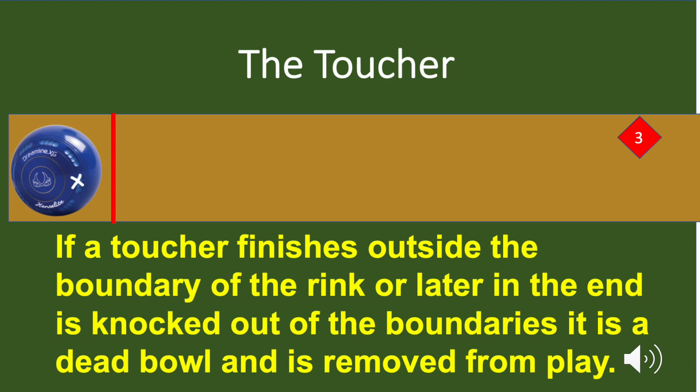If a toucher finishes outside the boundary of the rink, or later in the end is knocked out of the boundaries, it is a dead bowl and is removed from play.